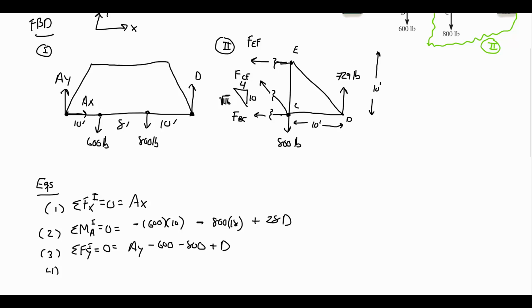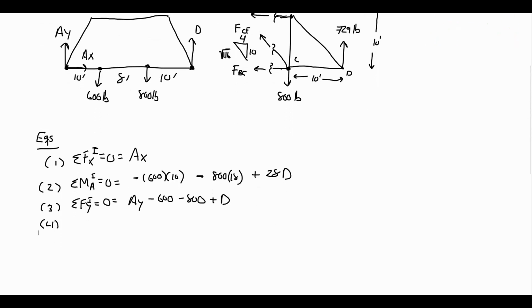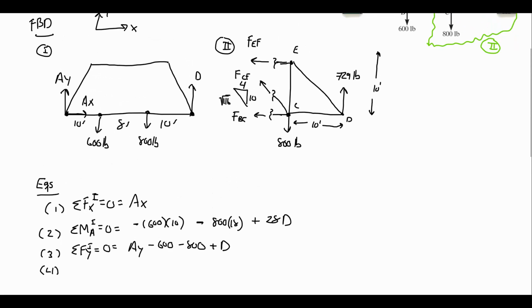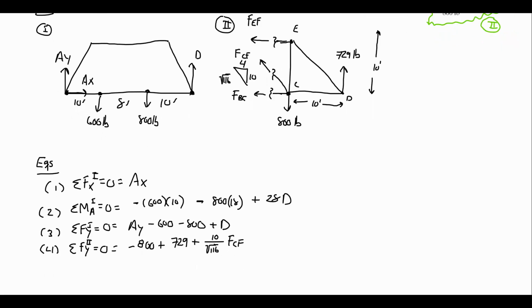So I can make an equation 4, which is going to be, well, I can do it in any order. I'm going to make this one a sum of forces in the y direction, picture 2, because in the y direction, only one unknown is there, the FCF. So I'll have a negative 800 plus 729 plus 10 over root 116 FCF. And I'll be able to solve that easily for FCF.